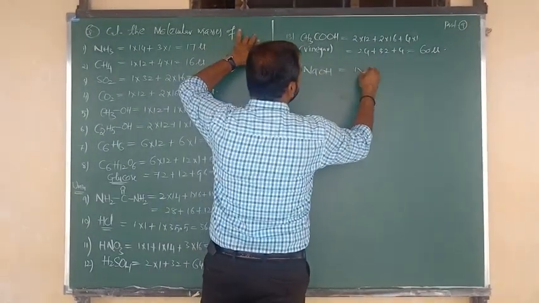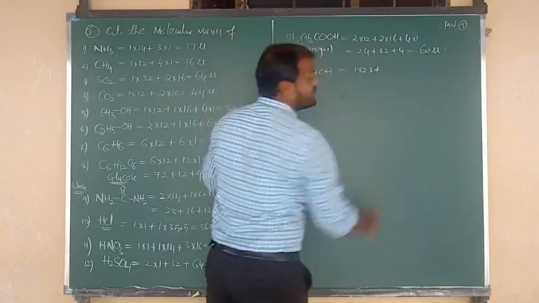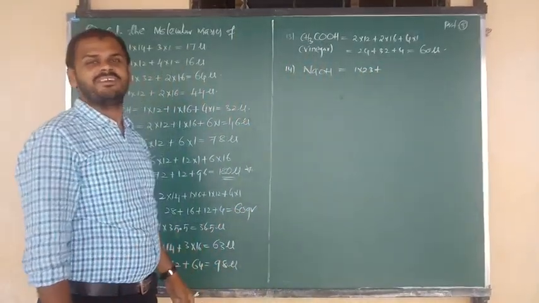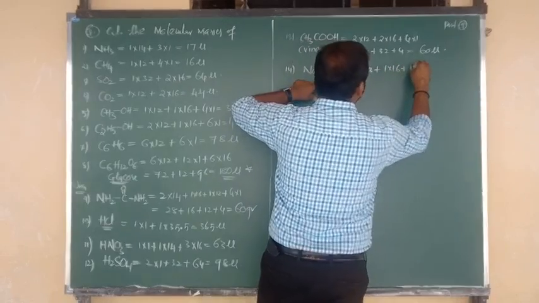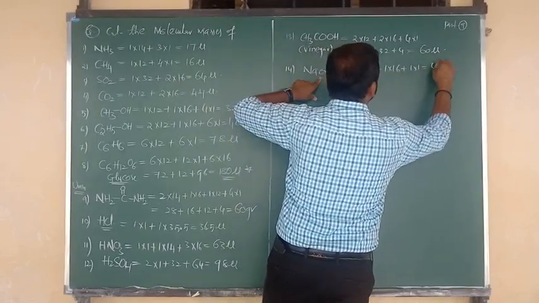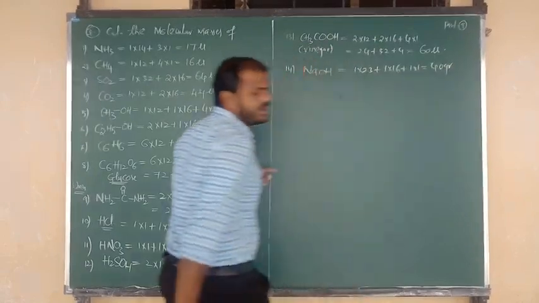Next one I am going to write NaOH, sodium hydroxide. One sodium is there, sodium atomic mass is 23, atomic number is 11. And oxygen is there, its atomic mass is 16. One hydrogen into one, so total you can count, it is equal to 40 grams.